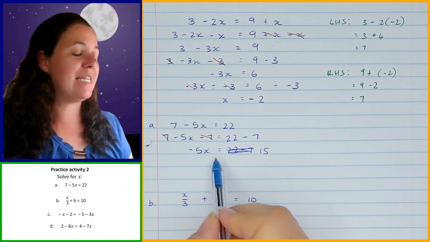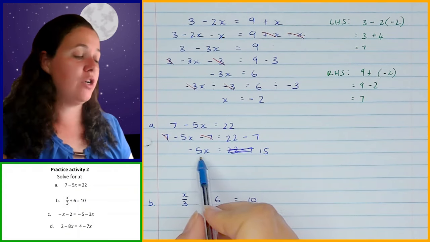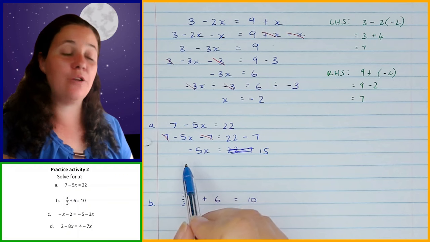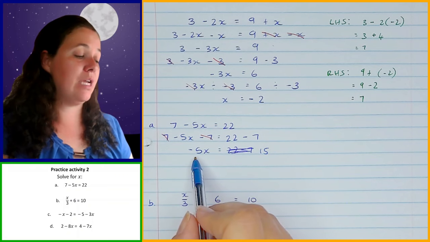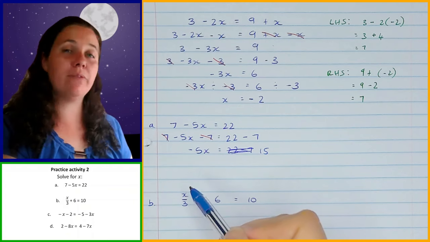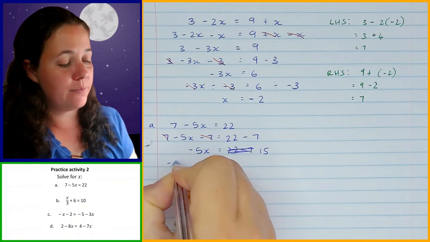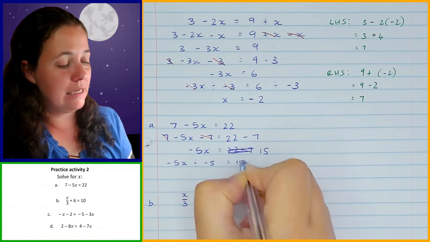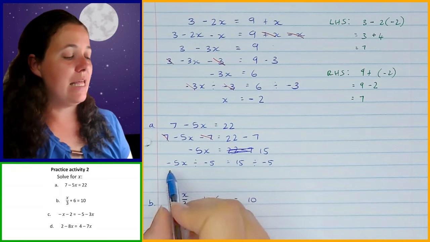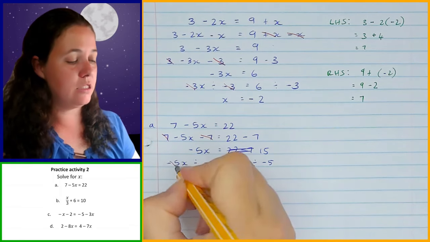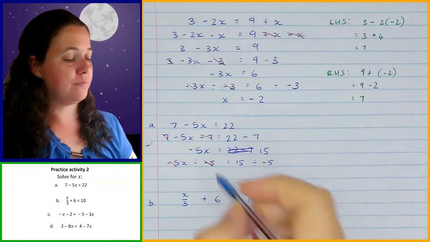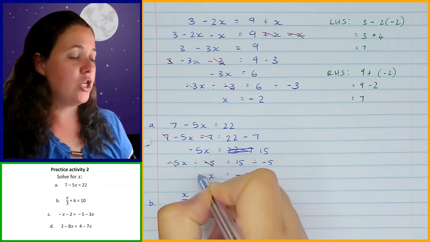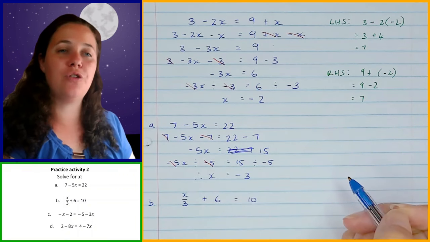Now, we need to get x on its own. To do that, I need to get rid of this negative 5. I don't want to know what negative 5x is. I want to know what x is. I have negative 5 multiplied by x. The inverse of multiplication is division. So I need to divide by negative 5. So I have negative 5x divided by negative 5 equal to 15 divided by negative 5. When I simplify that, these are going to cancel out, giving me just x, and 15 divided by negative 5 is negative 3. So therefore, x is equal to negative 3.